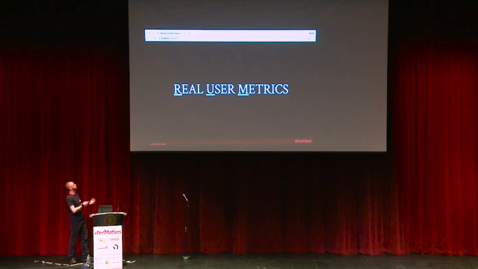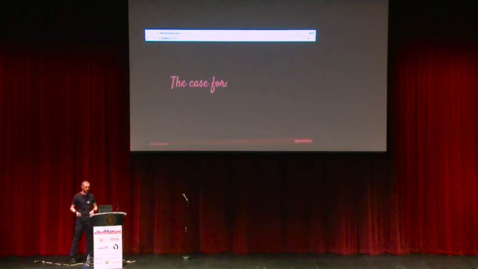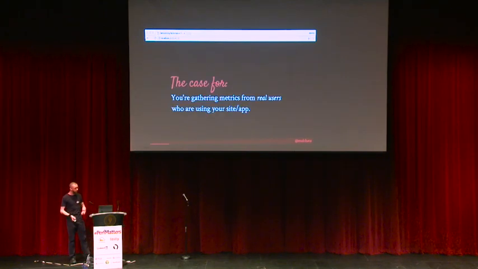What we're talking about is real user metrics, or what we might call field data, meaning data we get in the field, right? So the case for that is pretty self-evident. You're gathering metrics from real users who are using your site or app, and that's awesome because you can see what's going on as your users are using your app, and you can see the effect of your application performance in real scenarios because you're gathering data from those users.